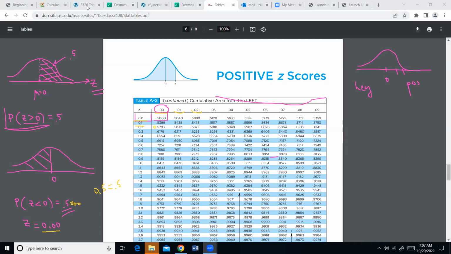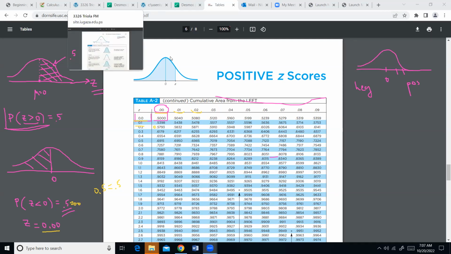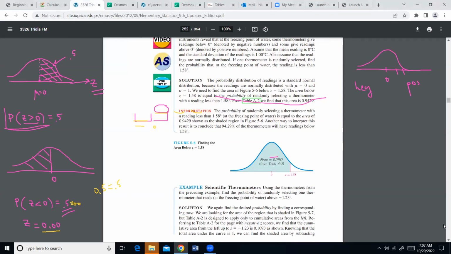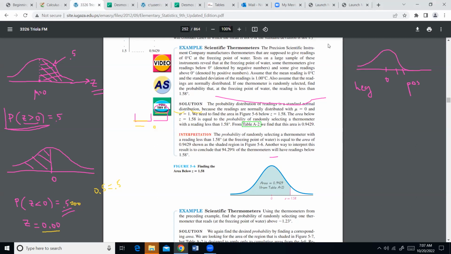So let me try to see how they recommend using these tables here in the textbook. They give you a little example here. They talk about some thermometer story, an example on the page numbered 252. So they say, what about finding the probability that we're on the left side from, so z is smaller, that's what the left side means, from 1.58.